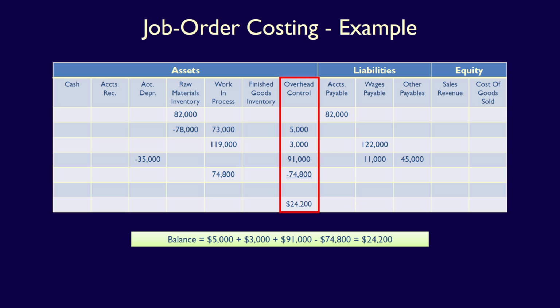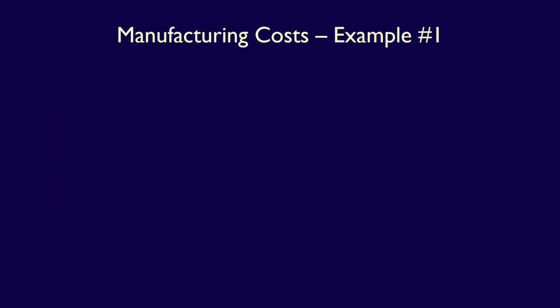Are we worried about this difference? Well, not at the end of the month we're not. Why not? Because we'll be producing lots of other products over the remainder of the year. We might use some of what's left over in overhead control in the next job or the job after that. However, what if there's a difference at the end of the year when all the jobs are complete? What then?